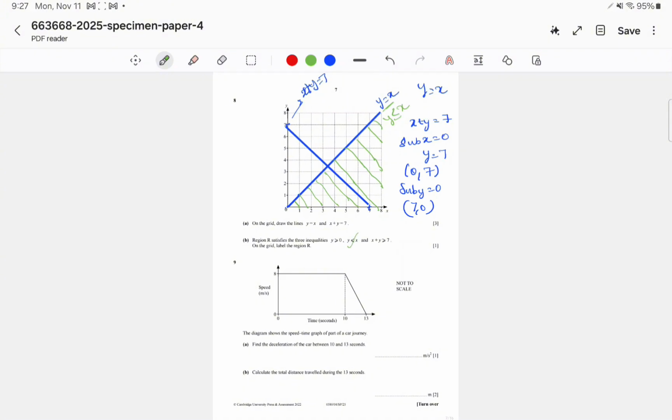Now x plus y equal to 7. That graph is there. This is x plus y greater than or equal to 7. So the greater than or equal to 7 line will be here, above this condition. And one more thing for y is greater than or equal to 0, this way, above these conditions.